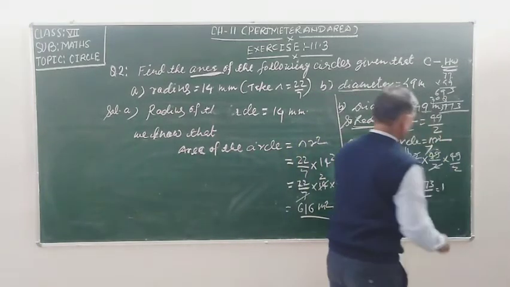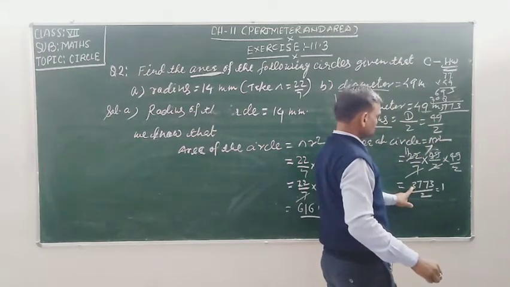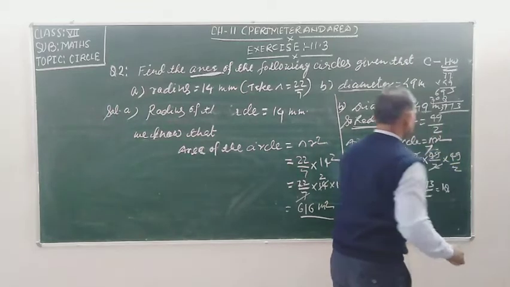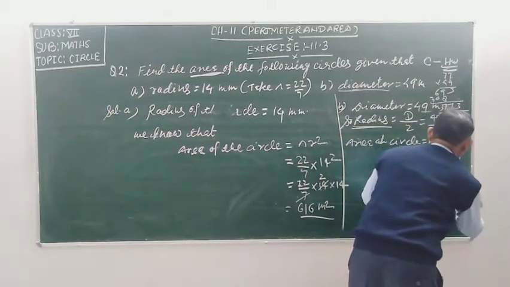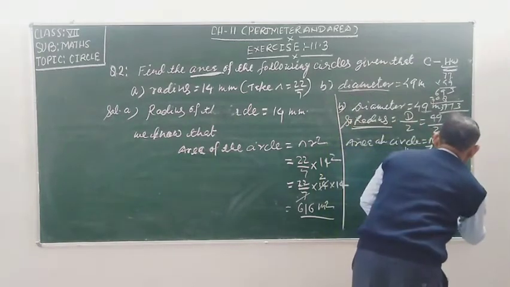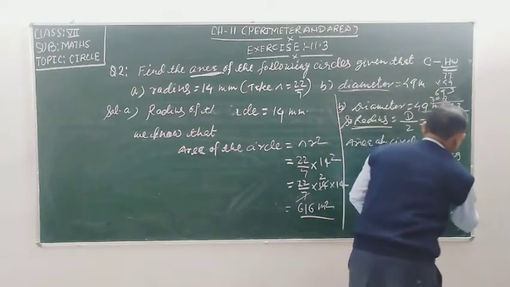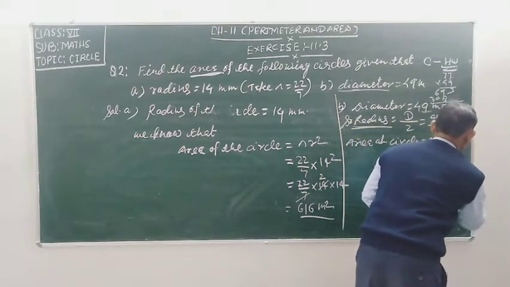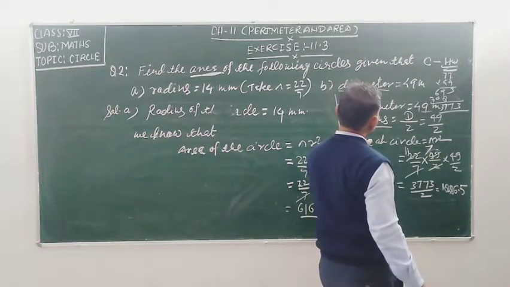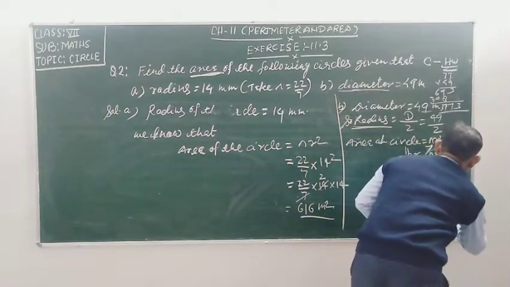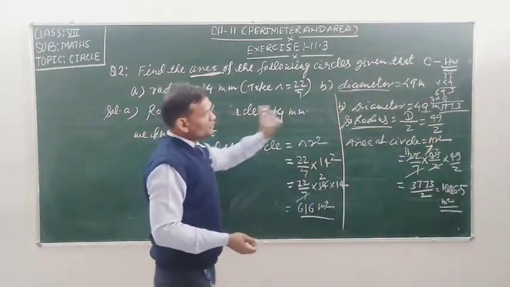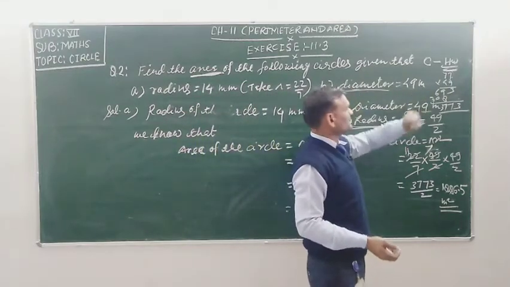Now divide here by 2. 2 ones are 2. 1 is left. 17, 2 eights are 16. 117, 2 fives are 10. We get 1886.5 meter square is the area of the circle whose diameter is 49 meter.